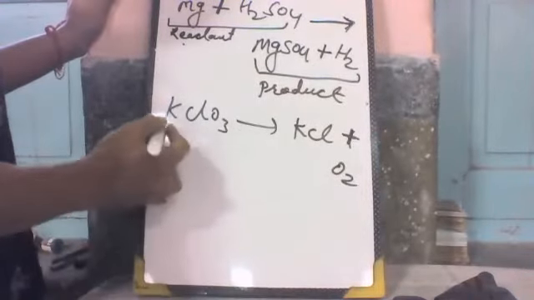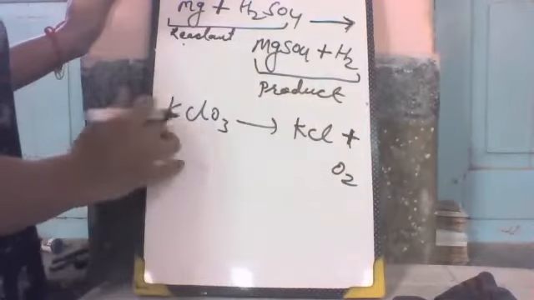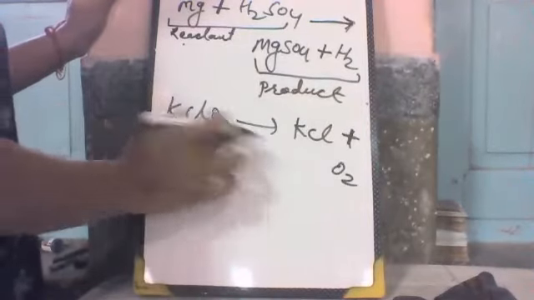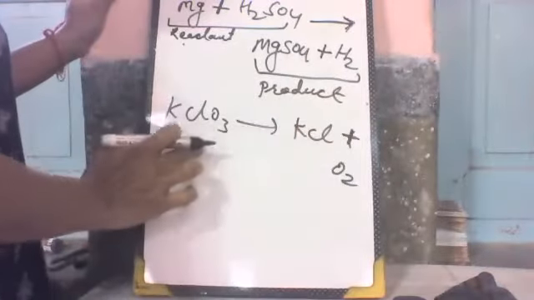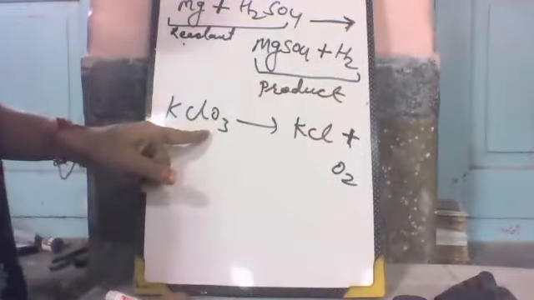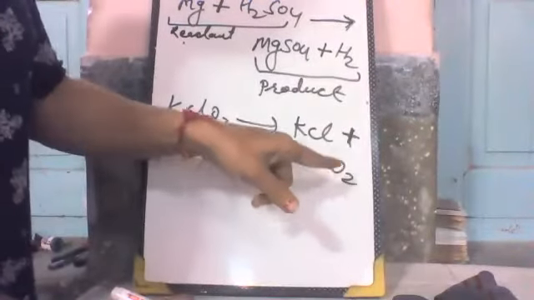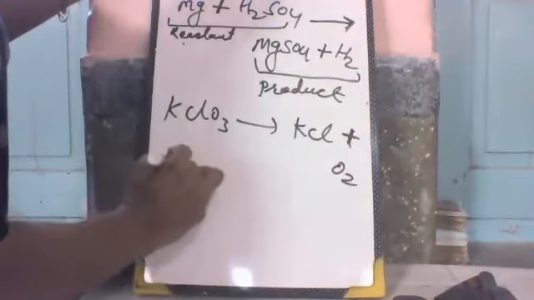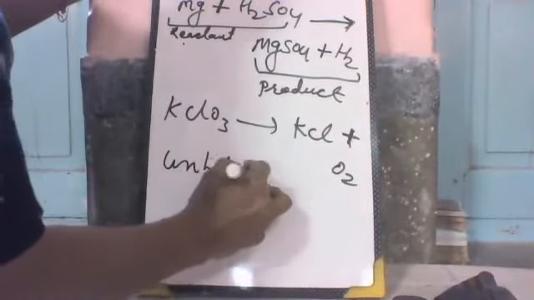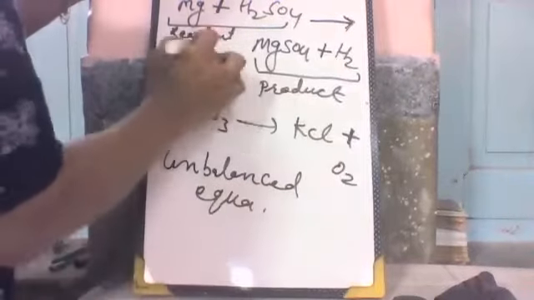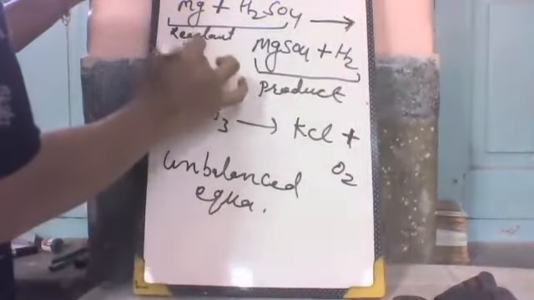Here is also KClO3. Potassium is 1, potassium is 1, chlorine is 1, and here chlorine is 1. But the number of oxygen atoms is 3 here, and the number of oxygen atoms is 2 there. It is unbalanced. Unbalanced equation. And this is the balanced equation.